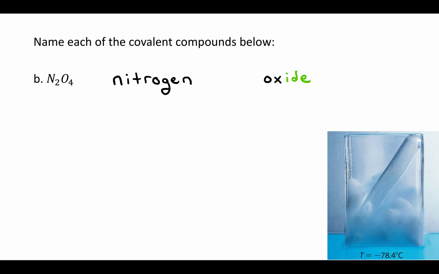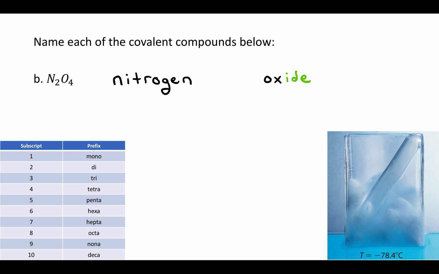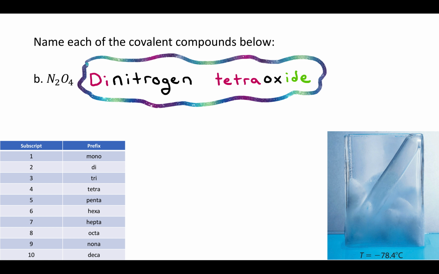So now we have nitrogen oxide, but we still have to add prefixes because it's a covalent compound, to show how many of each type of atom we have. For the nitrogen, the subscript that comes after the N is 2. The prefix that corresponds to the subscript 2 is di. So we're going to put di in front of the word nitrogen. The number that comes after oxygen is 4, and the prefix that corresponds to 4 is tetra. So we're going to put tetra in front of oxide. And the name for N2O4 would be dinitrogen tetraoxide.